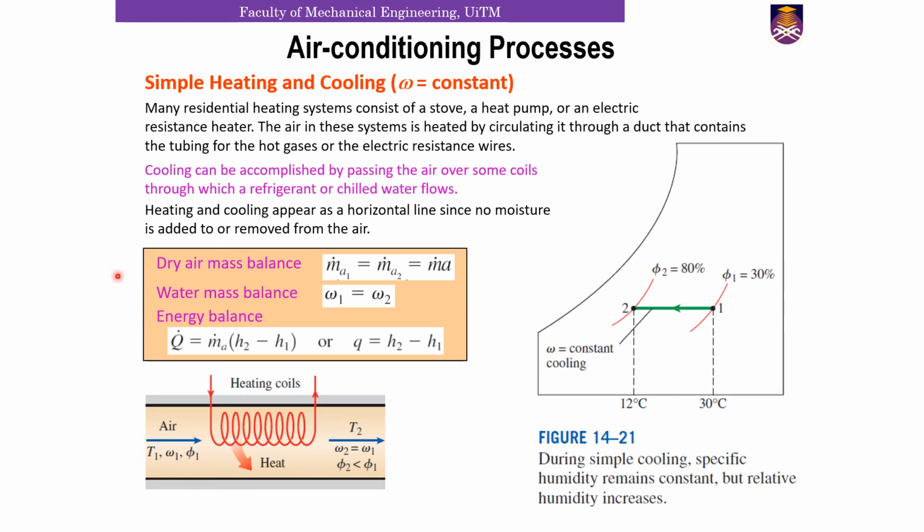So the formulas that we have here: dry air mass, so conservation of mass, right? The mass that is moving in the first position is equal to the mass that is going into the second position, which is the total mass, right? Since it's a horizontal line on a psychrometric chart, your specific humidity will not change. And then because you are either adding heat or removing heat, your enthalpies will change, and based on that enthalpy change, you can then find out your energy balance. All right, so these are the formulas that you can have for simple heating and cooling, and you can also illustrate it easily on a psychrometric chart here. All right.